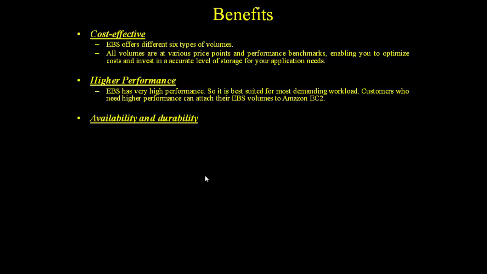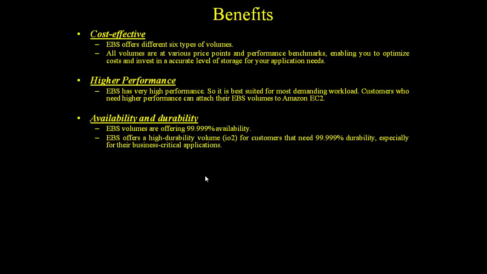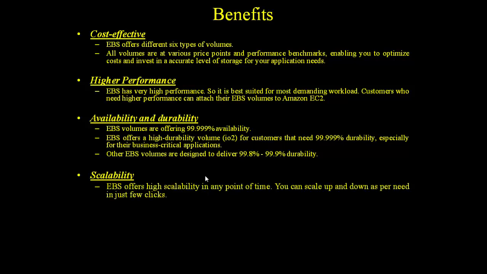Availability and durability. EBS volumes offer 99.999% availability. Such high availability is available. EBS offers high durability volumes, for example IO2, for customers that need 99.999% durability, especially for their business critical applications. Other EBS volumes are designed to deliver 99.8% to 99.9% durability. Scalability. EBS offers high scalability at any point of time. You can scale up and down as per need in just a few clicks.